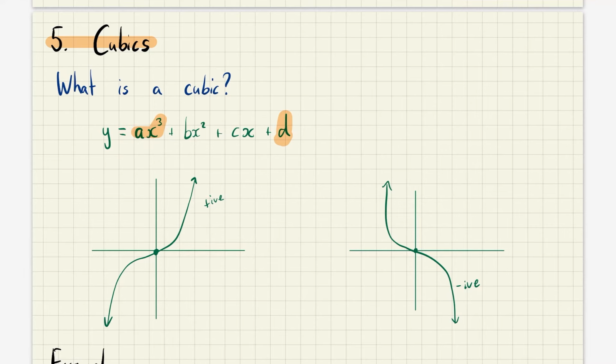Just like with the parabola, we also have the a. The a determines how close everything is together and how far away. Let's say this is y equals x cubed, a really basic one. If it was 2x cubed, it would look like this, a bit more steep. And if it was a half x cubed, it would be less steep, a bit shallower. And that's basically it.